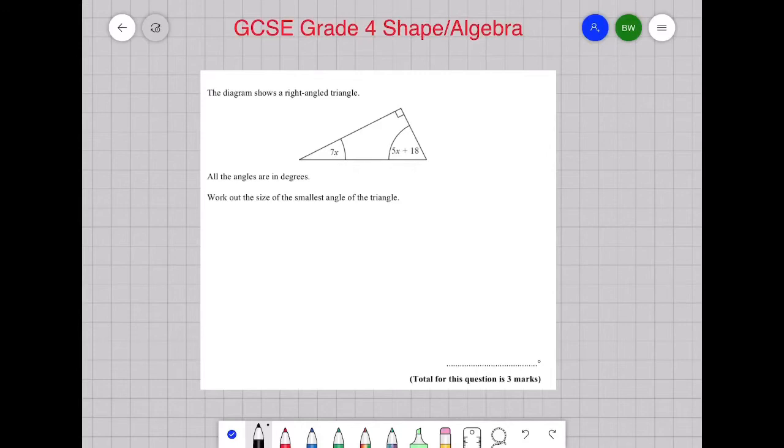So in this video we're going to look at a grade 4 question on shape and algebra, so it's combining those two topic areas. So the question: the diagram shows a right angled triangle and that's given here. All angles are in degrees, work out the size of the smallest angle.